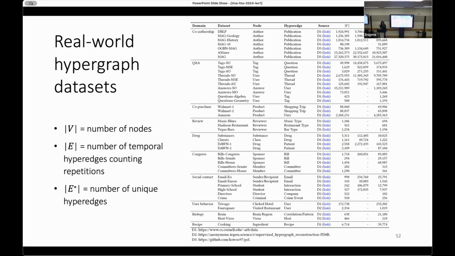We have links to where you can download these papers. What are the nodes? What are the hyper edges? How many vertices do they have, how many hyper edges do you have, and that could also include duplicates. By duplicates I mean the same people co-author another paper together, right? And then the number of unique hyper edges.